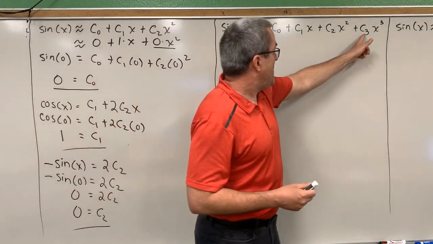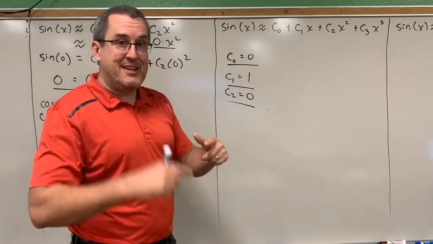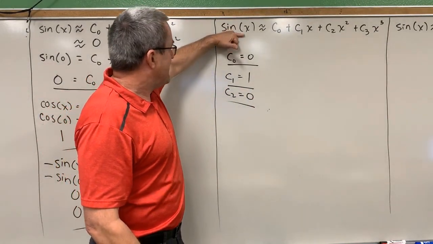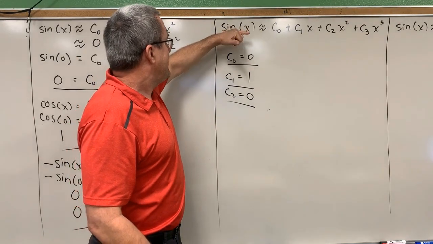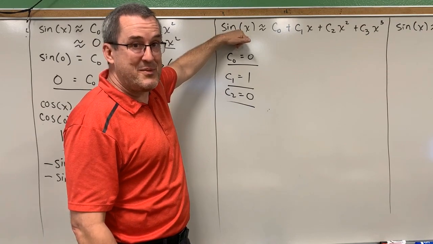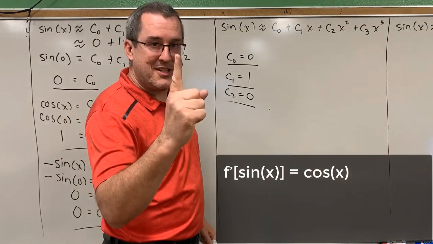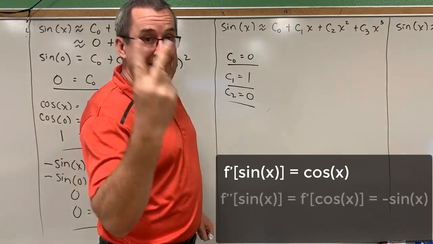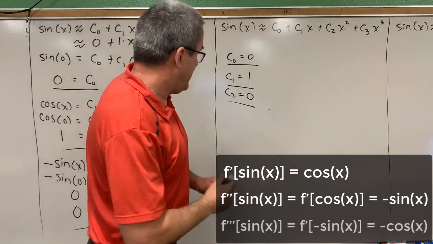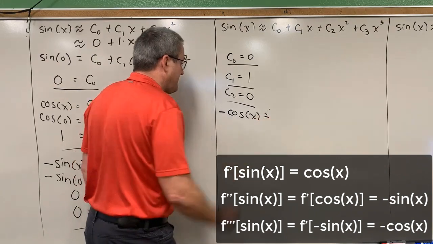C sub 3 is the coefficient on that cubic term, and we're going to follow the same patterning of building derivatives to see what those constants should be. So the first derivative gave us c sub 1, the second derivative gave us c sub 2, the third derivative will help us determine the value of c sub 3. So derivative of sine, cosine. The derivative of cosine, negative sine. The derivative of negative sine is negative cosine. So the third derivative will take us to negative cosine.